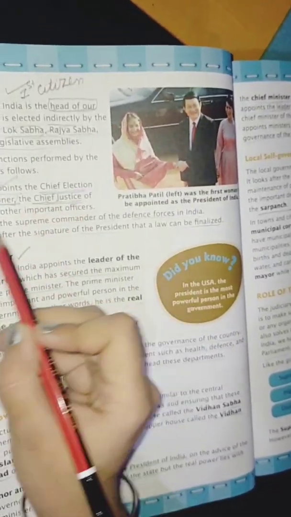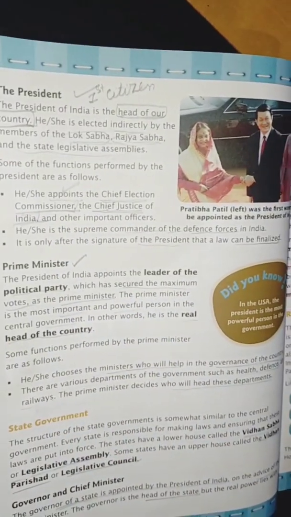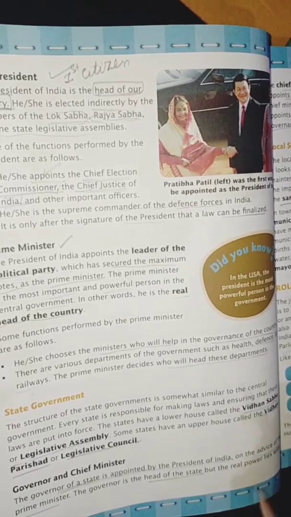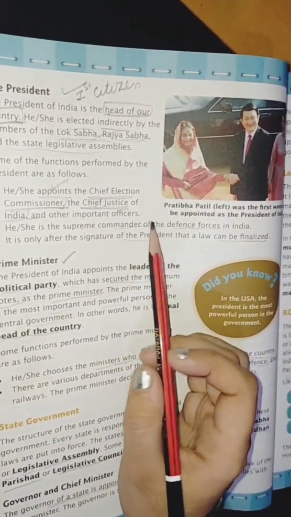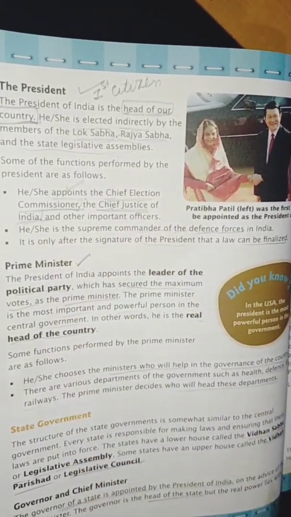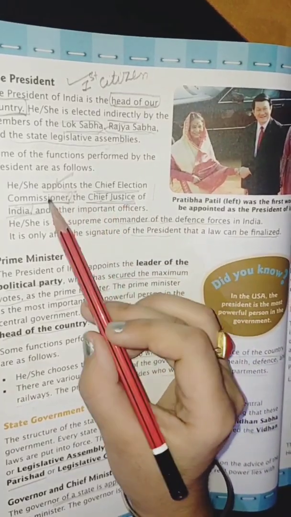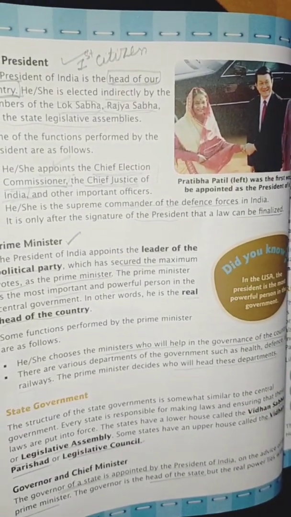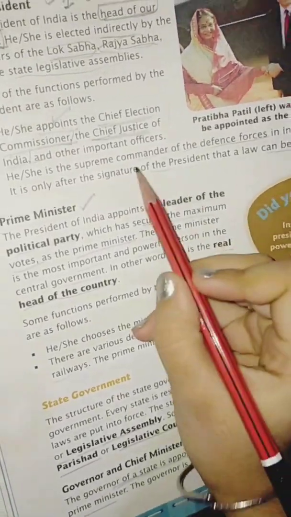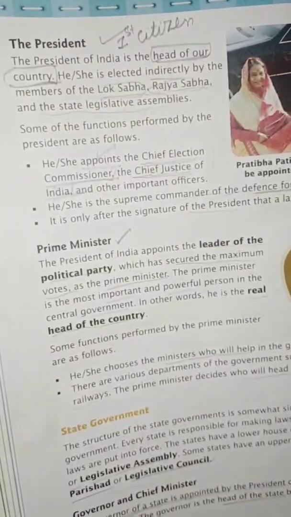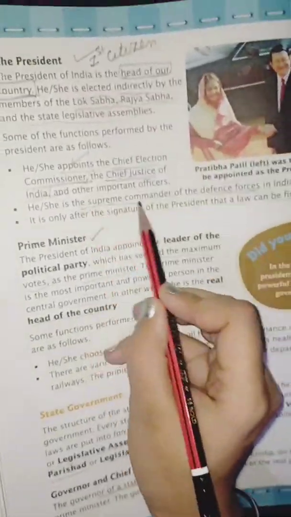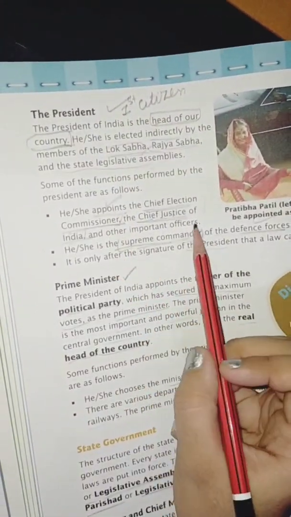Moving further, the chief justice of India. The chief justice of India is the highest judge of all the courts. In court there are judges, and the highest judge, who is mainly available in the Supreme Court, is known as the chief justice of India. All such people are appointed by the president. So you can understand how important the president is. Moving further, the supreme commander of the defense forces, the army forces, is also appointed by the president.